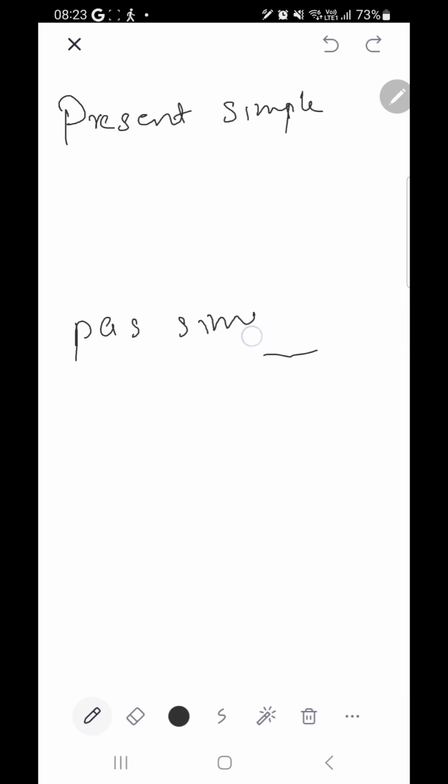Anyhow, so the tense that we use, as we discussed previously, is the present simple or past simple. So first of all, the rule of present simple that we use the first form, and with he, she, we can use s or es with the first form of the verb.